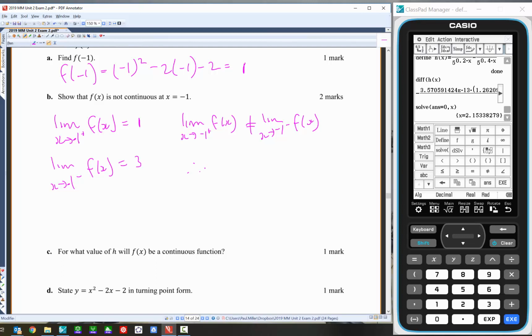Therefore, the limit does not exist, and also, the function is not continuous at x equal negative 1. Okay, so for what value of h will f of x be a continuous function?